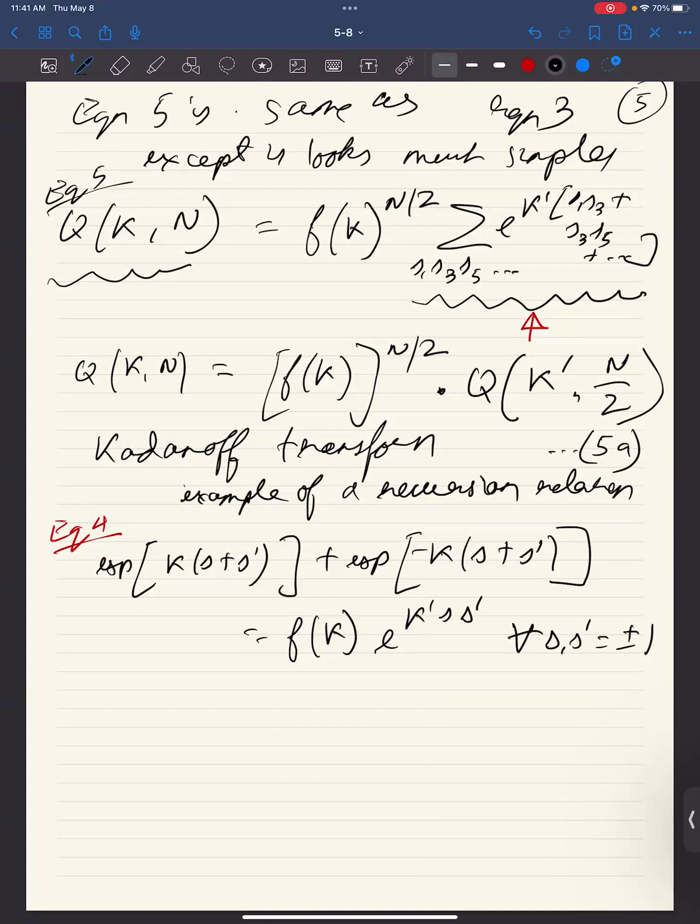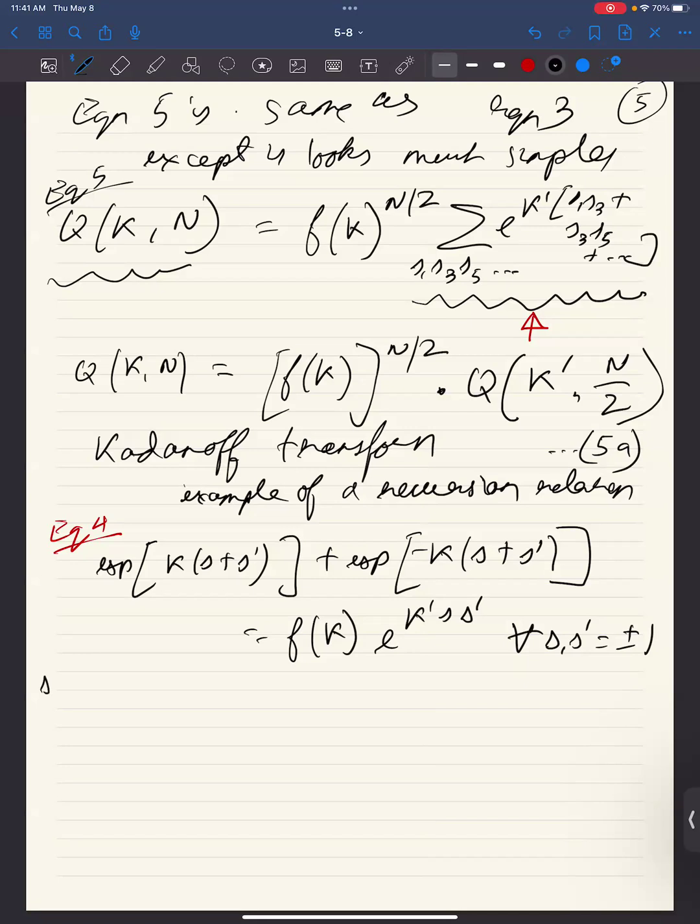4. Who thinks 4? Who thinks 2? It will turn out to be 2. We can write down all values of s and s prime, and you will see that 2 of them give the same equation. How many unknowns do we have here? We have 2 unknowns, f of k and k prime, right? If it was 4 equations and 2 unknowns, then it won't work. It turns out there are actually only 2 equations. So we can write it down explicitly.